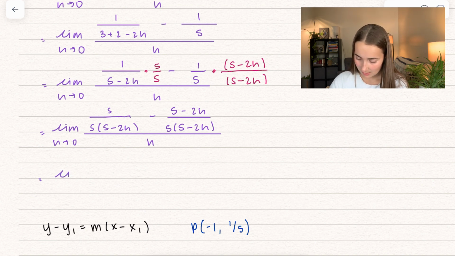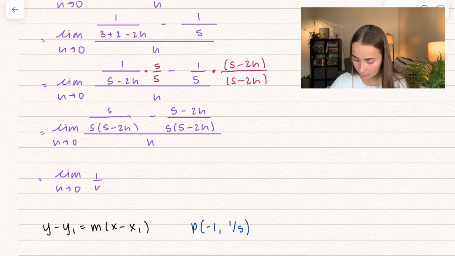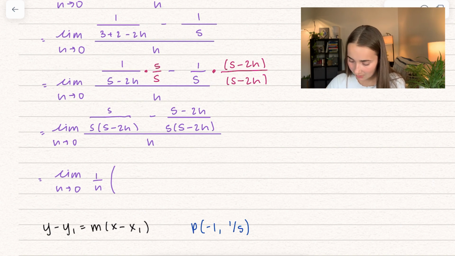So here I have the limit as h approaches 0. And now what I'm going to do is pull that h out, and I'm going to rewrite that as 1 over h and then times the numerator. That way we don't have so many fractions going on. And here I get 5 minus 5 plus 2h. Don't forget we need to distribute that minus to both terms. All over 5 times 5 minus 2h.